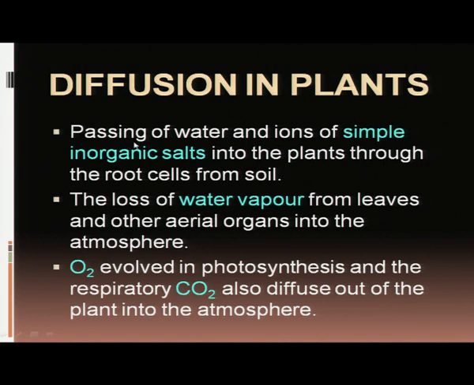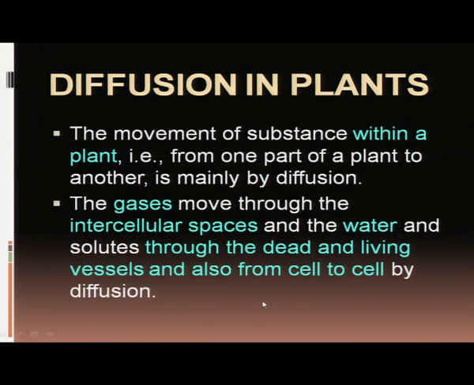Diffusion is very important for the plants. It performs many activities. Plants transport a host of things with the help of diffusion. Firstly, passing of water and ions of simple organic salts into plants through the root cells occurs by diffusion. Then loss of water vapor from leaves and other aerial organs, that is transpiration, is also because of diffusion. Then oxygen evolved in photosynthesis and respiratory carbon dioxide, these gases also diffuse out of the plant into the atmosphere by diffusion only.